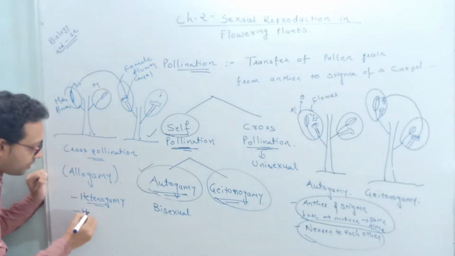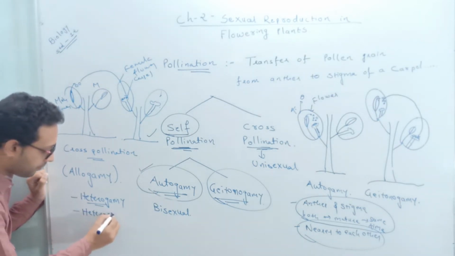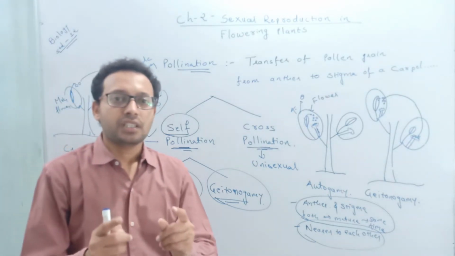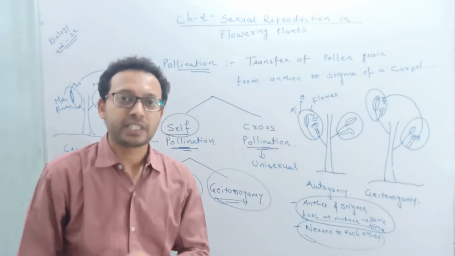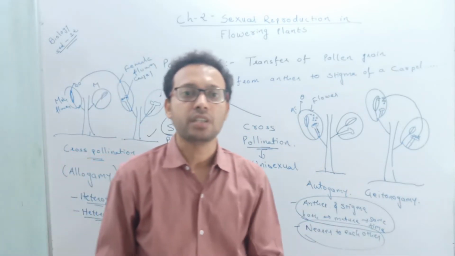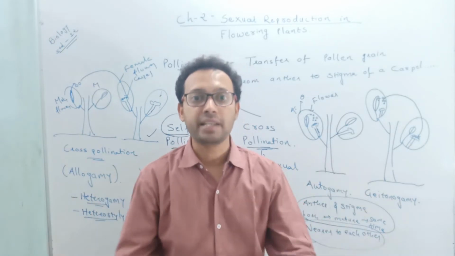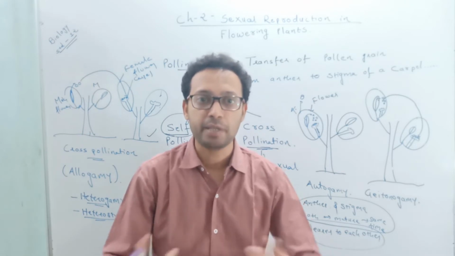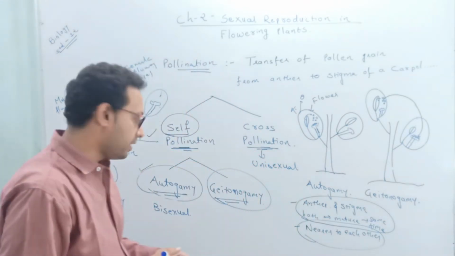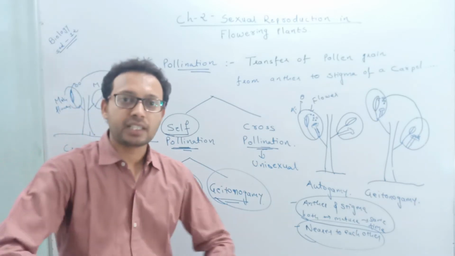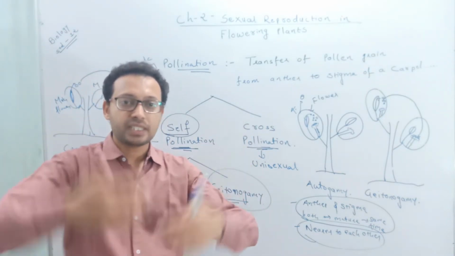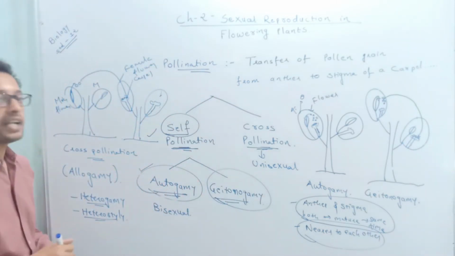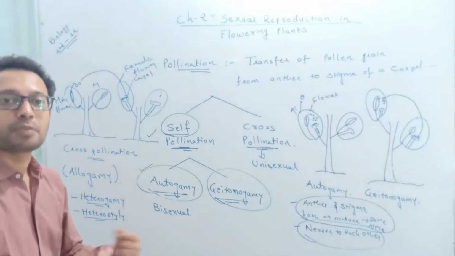Second one is heterostyly. What is heterostyly? I have just shown one carpel in a flower, but it is not necessary, as we have seen in the previous lecture. The carpel may be one or many, monocarpellary or multicarpellary, or we have also seen bicarpellary. If there are many carpels, it has many stigmas and styles, but there is a difference in the length of the style. This is called heterostyly. This heterostyly promotes cross pollination.